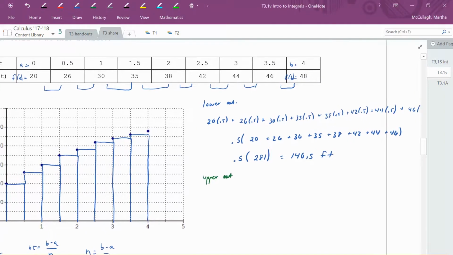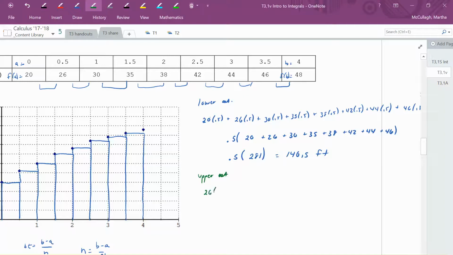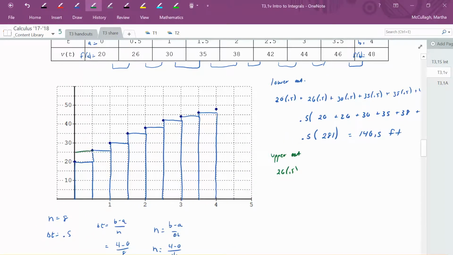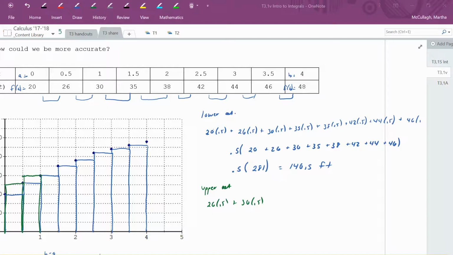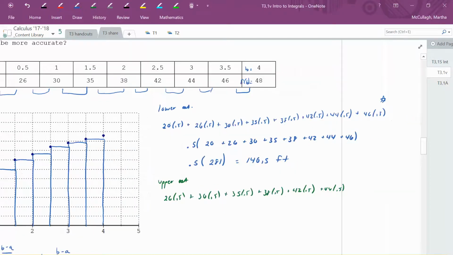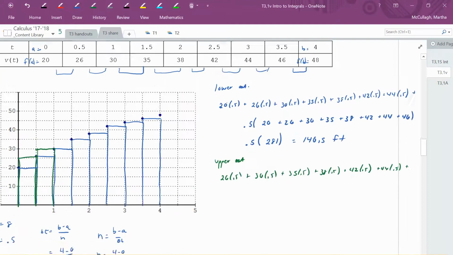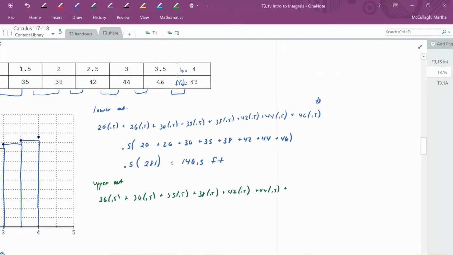The upper estimate is going to be 26 times 0.5, plus 30 times 0.5, plus 35 times 0.5, plus 38 times 0.5, plus 42 times 0.5, plus 44 times 0.5, plus 46 times 0.5, and plus 48 times 0.5.